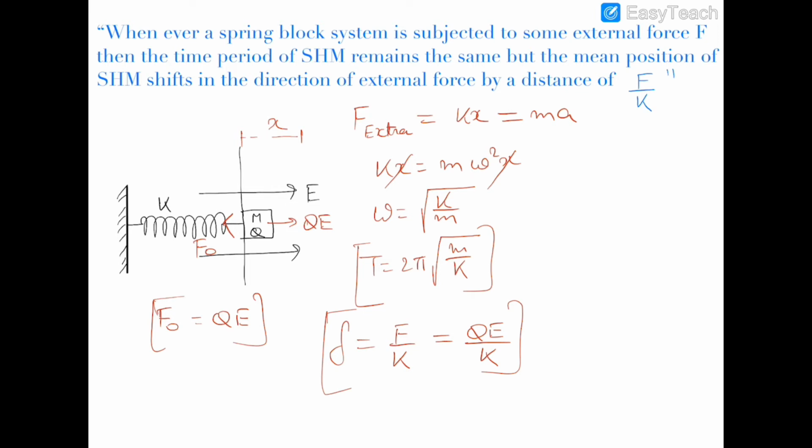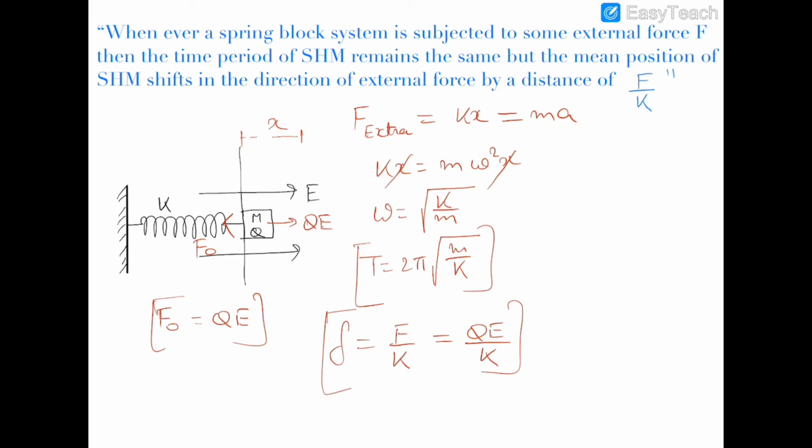So there are three important conclusions which we can deduce from the things which we have learned in this video. The first most important thing is the fact that when a spring is connected to a block and the other end of the spring is fixed to some fixed surface, then in that case the time period of oscillation will be 2 pi under root m by k always.